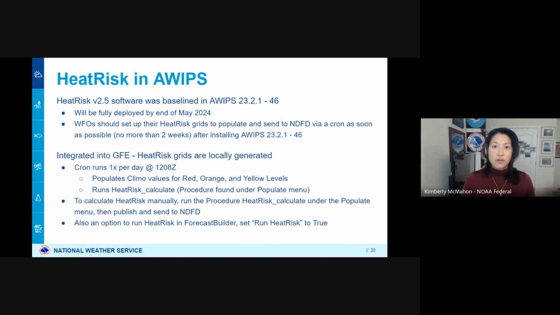So heat risk grids are generated locally in GFE using MaxT and MinT grids from the forecast database. And this is done daily on a cron at 1208Z, which also populates the red, orange, and yellow daily threshold levels. In order to calculate heat risk manually, meteorologists can run the heat risk _calculate procedure under the populate menu in GFE. For offices that are using Forecast Builder, they can set the option to run heat risk to true in their Forecast Builder config, which will calculate heat risk during the integrity step.